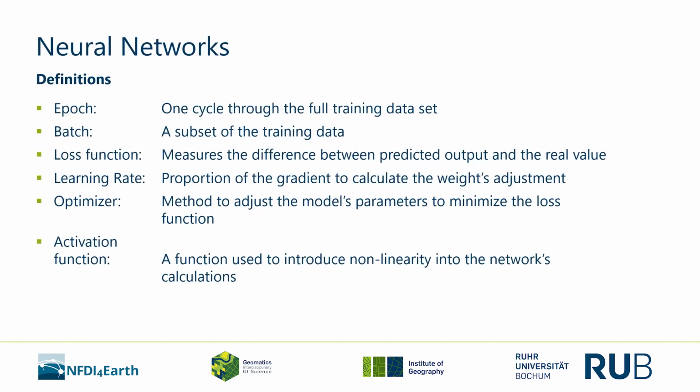The loss function measures the difference between the predicted output and the real value. The learning rate is a crucial parameter that we have to set by ourselves. It's the proportion of the gradient used to calculate the weights adjustment. The optimizer is the method to adjust the model's parameters to minimize the loss function. One of its inputs is the learning rate itself. And finally, activation functions. These are the functions used to introduce nonlinearity to the model's architecture.